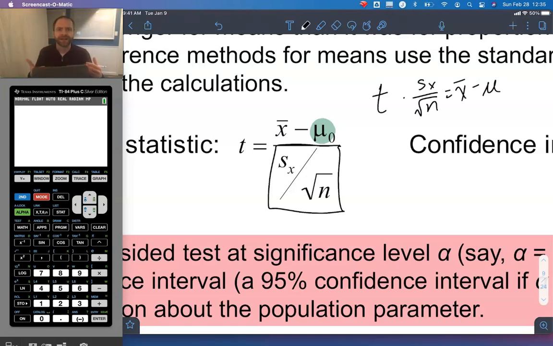And well, let's think about this. If I want to do this also, what I'm going to do is I'm going to move the mu over to the left side, and I'm going to move the t star times s of x over square root of n over to the right side, because that way I have a positive mu. And so I have mu equals my x bar minus my t, and I have s of x over square root of n. But do remember, one of them is a test statistic and the other is a confidence interval.